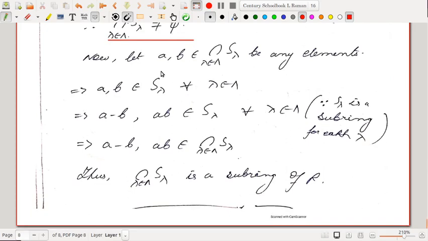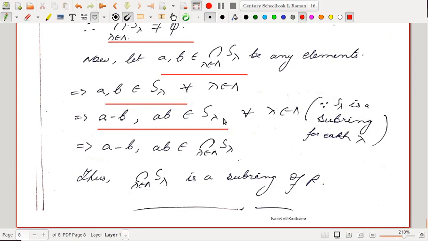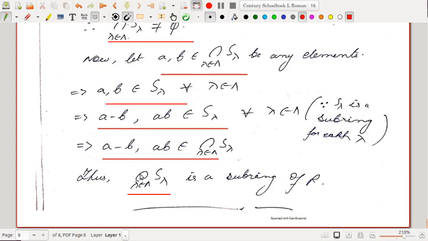Now let a, b belong to this intersection, be any elements. So a and b will belong to each S lambda. Each S lambda is a subring of R, that means A minus B and AB will be inside S lambda for every lambda. So A minus B and AB will be inside the intersection over lambda of S lambda. Thus the intersection is a subring of R. So arbitrary intersection of subrings is also a subring.